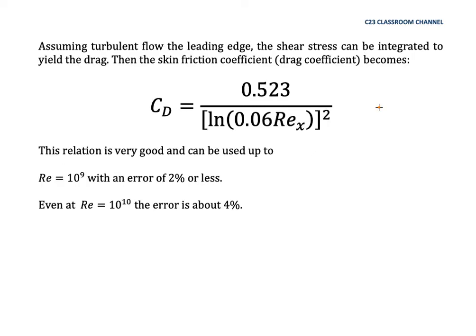Assuming turbulent flow from the leading edge, the shear stress can be integrated to yield the drag. Then the skin friction coefficient can be simplified as this one. So we have CD equals 0.523 over ln 0.06 Reynolds number squared. This relation is very good and can be used up to Reynolds number 10 to the power of 9 with only an error of 2% or less. Even at Reynolds number 10 to the power of 10, the error is about 4%.